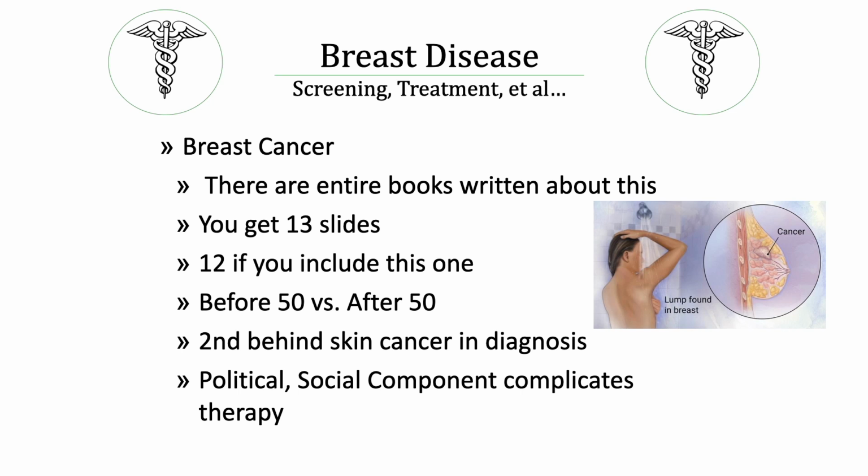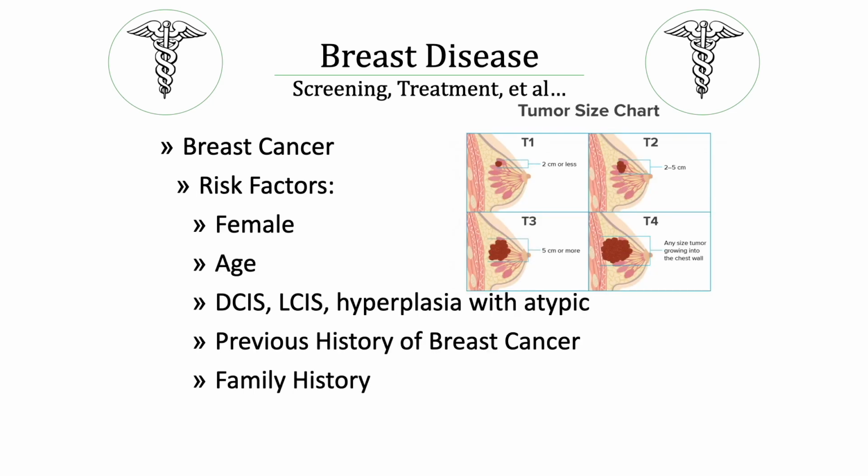It's fine. As far as the risk factors for breast cancer, there are a lot of them. They all kind of make sense once you start thinking about them. Of course, female, more likely in female than male, 1 in 11 versus 1 in 900. The older you are, the more likely you are to have a problem. DCIS, LCIS, hyperplasia with atypia puts you at a higher risk. So if you had a biopsy that was positive, as well as a previous history of breast cancer or a true family history of breast cancer. What that means is a first-degree relative.